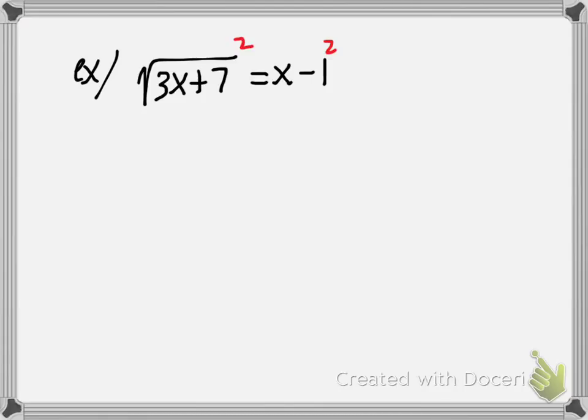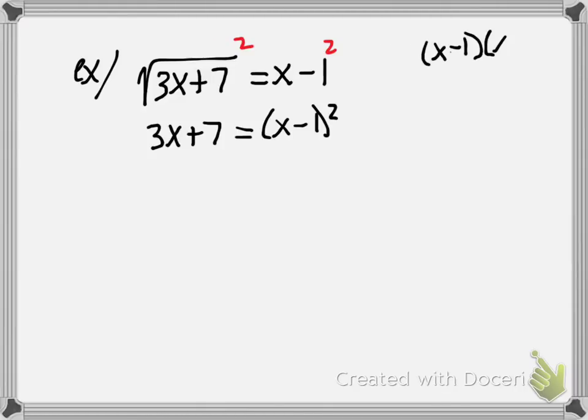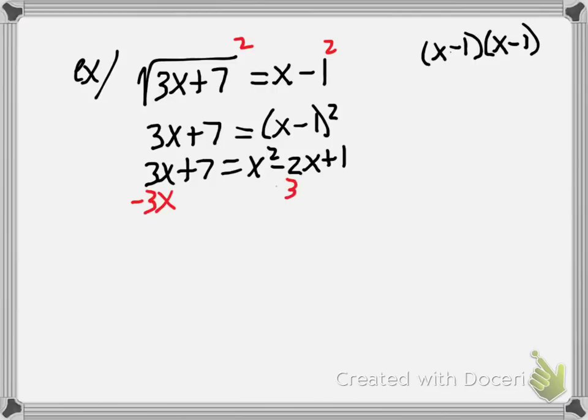So that's going to give me a 3x plus 7 on this side. And I have an x minus 1 squared on this side. So again, that means that I'm dealing with x minus 1 times x minus 1. If I were to multiply that out, I'm going to save a little bit of a step here. It'd be x squared minus 2x plus 1. Again, I have to get everything to the same side as that x squared. So I'm going to minus 3x, and I'm going to minus 7 to both sides.